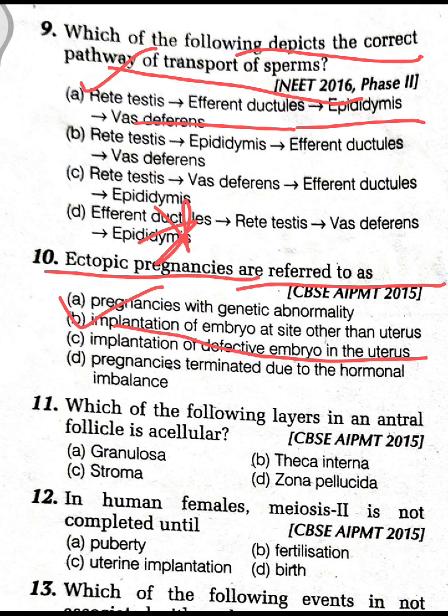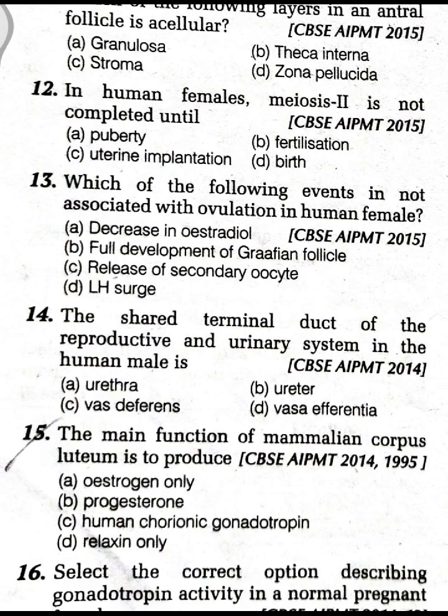Which of the following layers in an antral follicle is acellular? This one is also a very important question. It is the zona pellucida. This layer is acellular in nature. Next one. In human females, meiosis 2 is not completed until fertilization. Option number B is the right one.